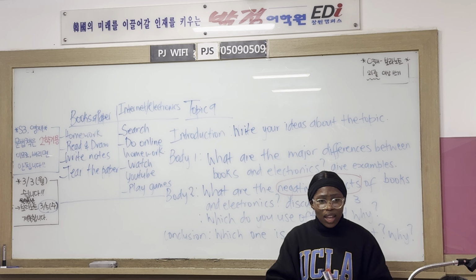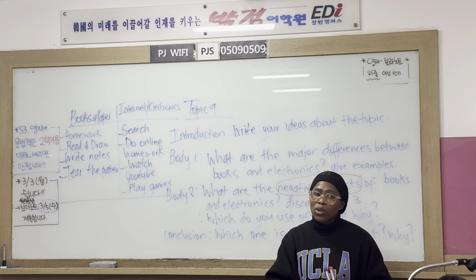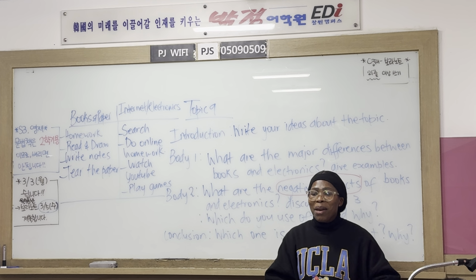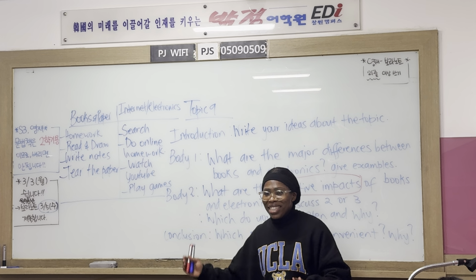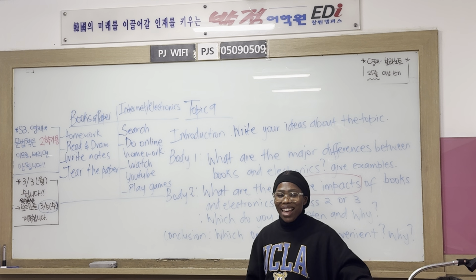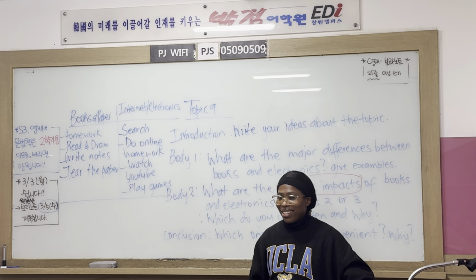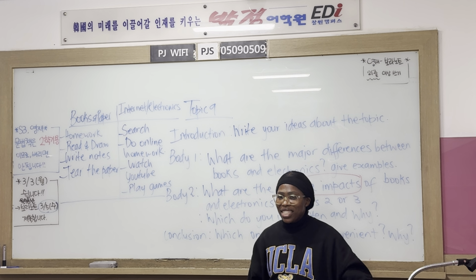Okay. Electronics are not easy to break, but paper is really easy to rip. So are we talking about safety? Okay, so paper is easy to rip, internet is stronger. Okay, what else? What are the major differences?